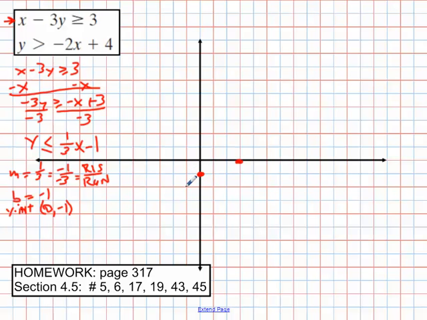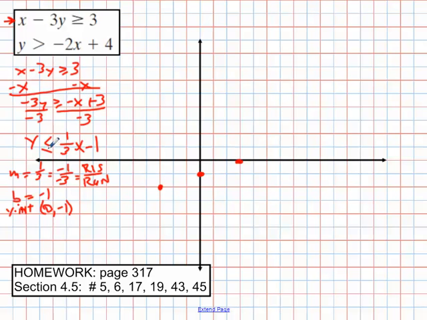Rise of negative 1 over negative 3. And there's our next point, because negative divided by negative is a positive, and that's what we have here for a slope. All right, so there's our 3 points. We make a line. 3 points can make a line, 2 can make a line, 1's a double check.